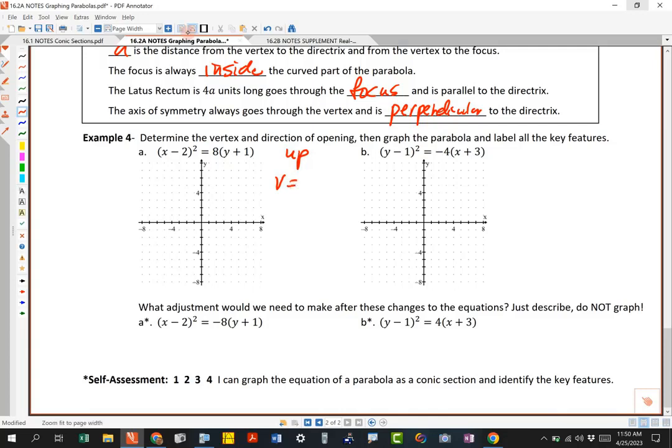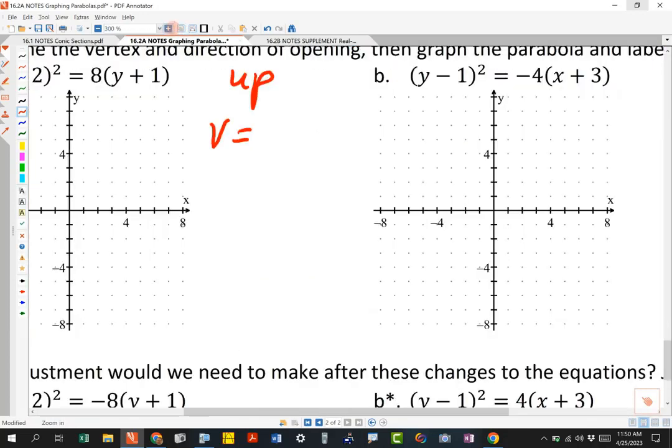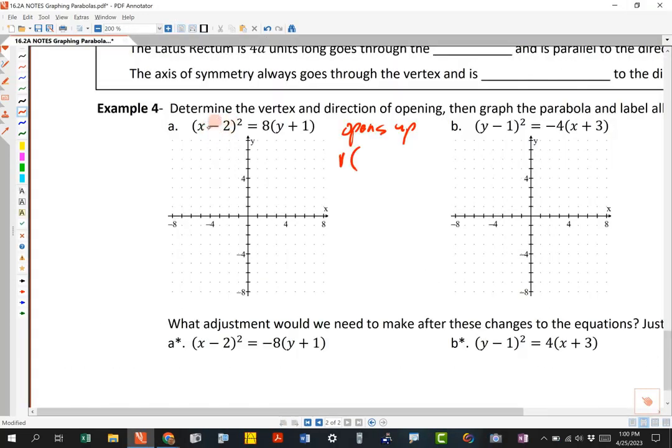What's the vertex? Don't say anything out loud. We're going to change the opposite of this amount in the x direction. So this is going to be 2 comma, and then the opposite of this in the y direction. So that's going to be 2 comma negative 1. And then we'll grab this 8, and that's equal to 4a. So that means a is equal to 2.